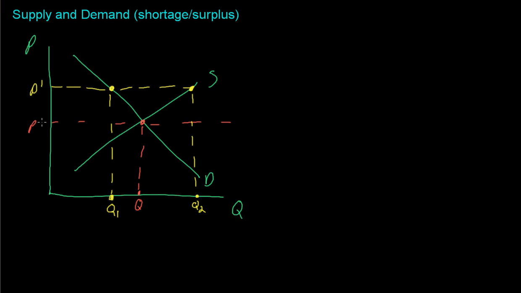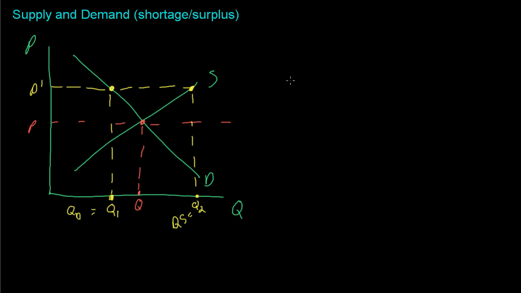Let's say that we fix it at P1. Well, if we keep price higher than it would normally be on its own, then fewer people are going to want the good. Quantity demanded, so Q sub D, will be quantity 1. And then too much of it will also be supplied. So Q sub S, or QS, will be Q2.